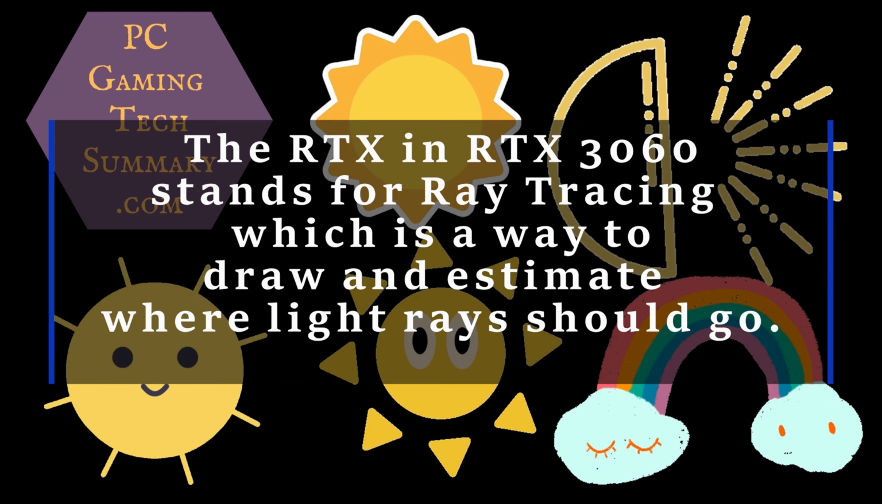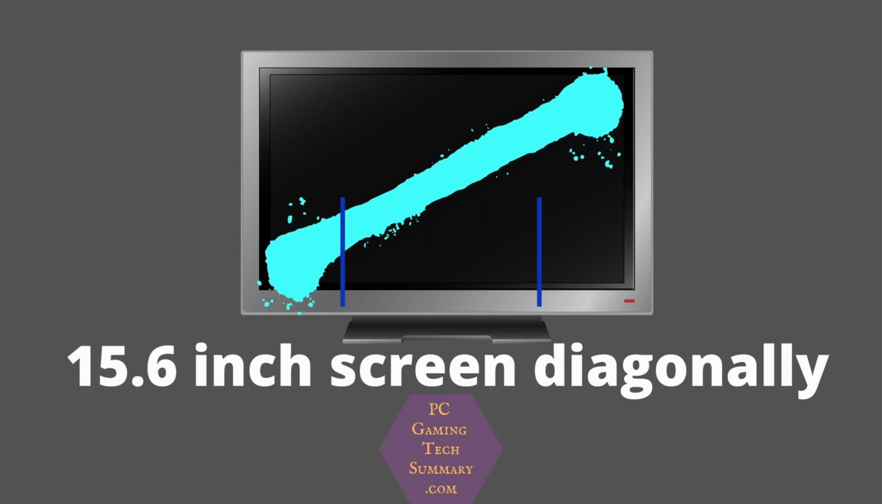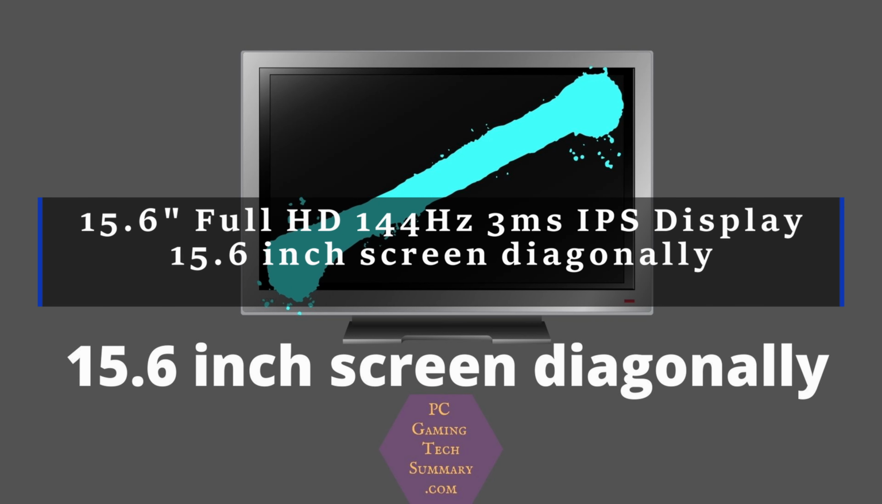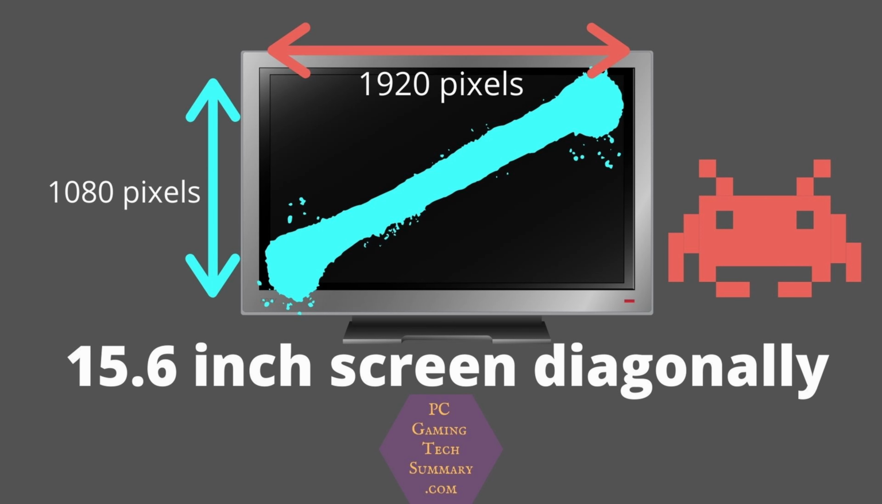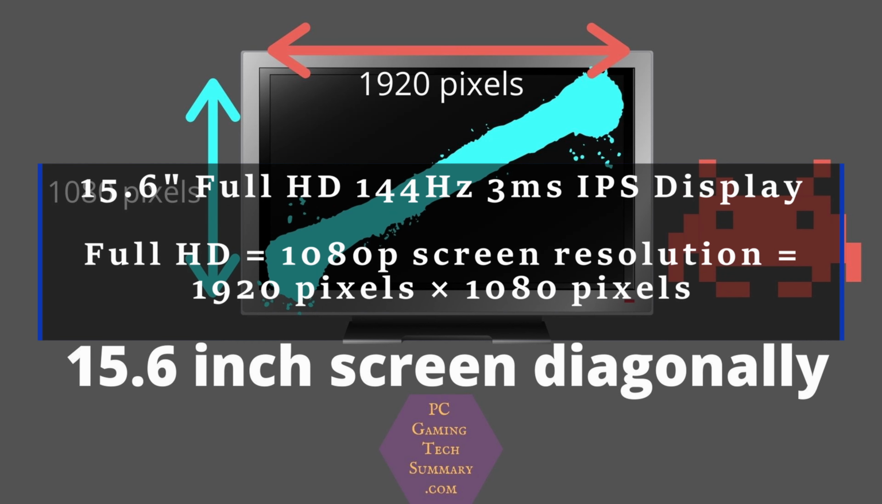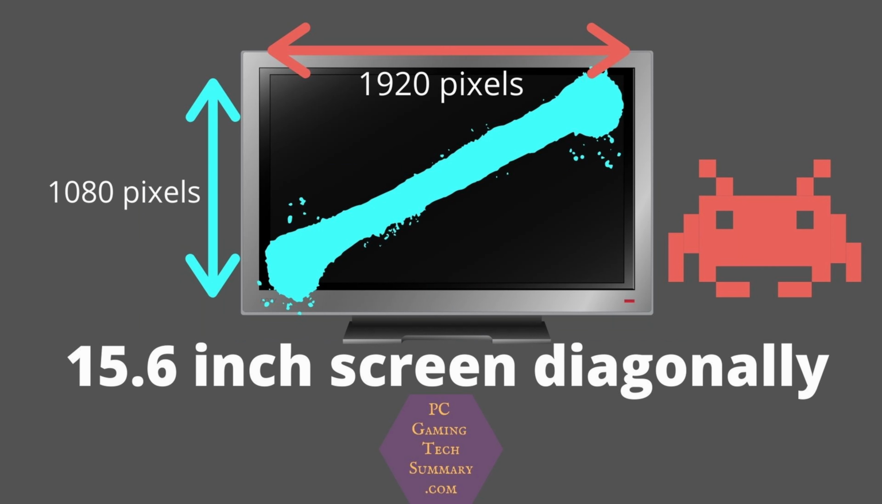15.6-inch Full HD means that the size is measured diagonally from corner to corner. 15.6 inches, and Full HD means that it's 1080p screen resolution, which is 1920 pixels wide and 1080 pixels tall. A pixel is a square.